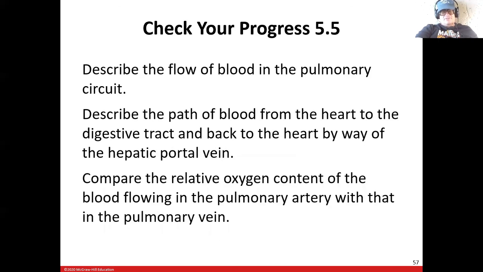All right, so that's 5.5. You can pause this if you can answer the questions. If you can't, rewind it, watch this section again, and I'm going to pause for a moment, and then I'll continue.